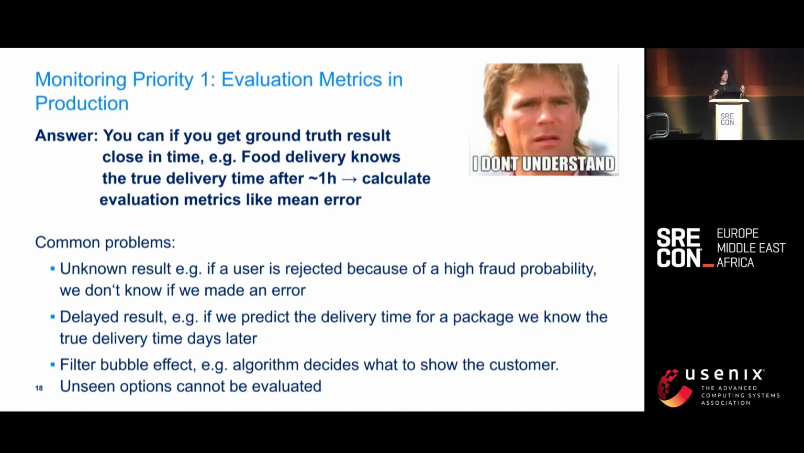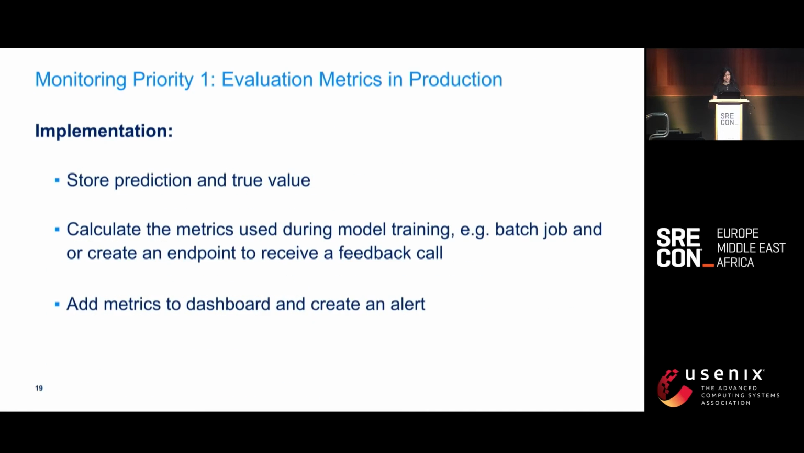So if you have a recommender system and you only show certain items and suddenly the algorithm goes rogue, shows different items that are worse, the user never saw the better items, so you don't really know what the ground truth was. This means you can do this for some machine learning areas and applications, but not for all of them. And for the ones where you can do it, how do you do it in practice?